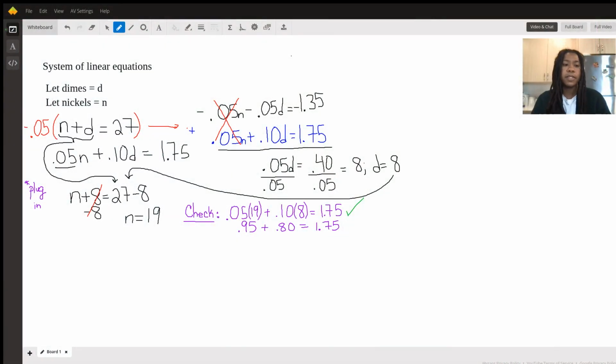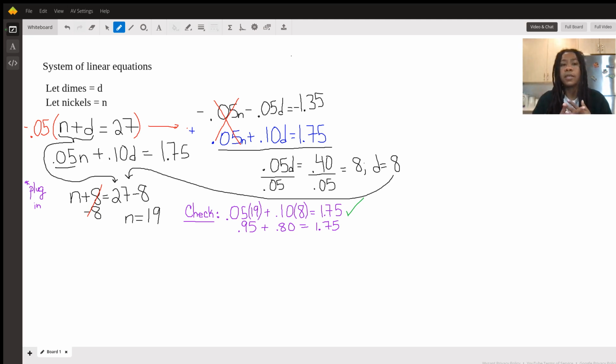Hi everyone, my name is Dior, and I approach this problem as a system of linear equations, and that's when you have multiple equations that are related to one another. So if one equation is satisfied, it has to also work for the other ones. And in this case, we had that going on. So that's how I chose to approach it.